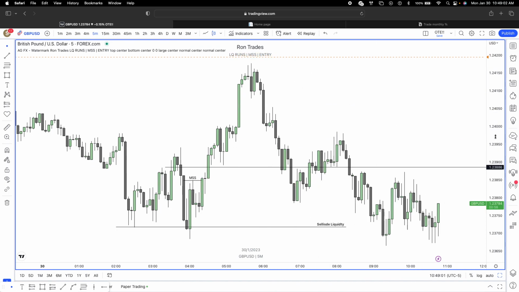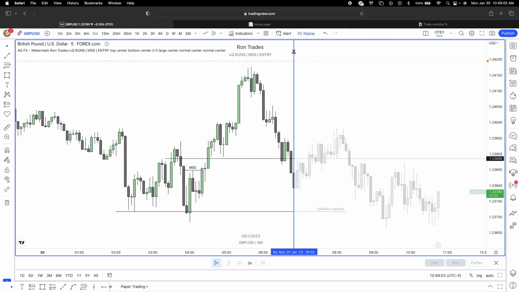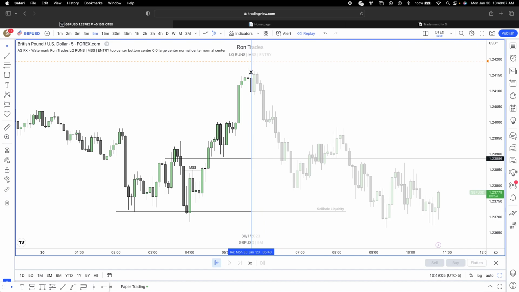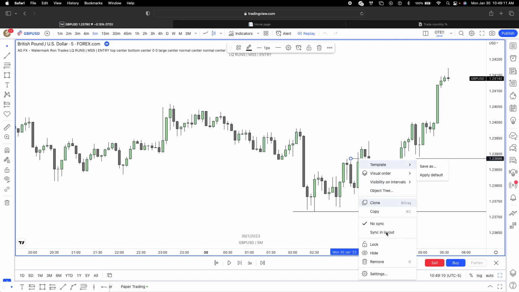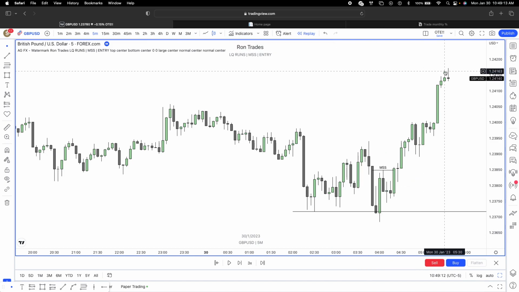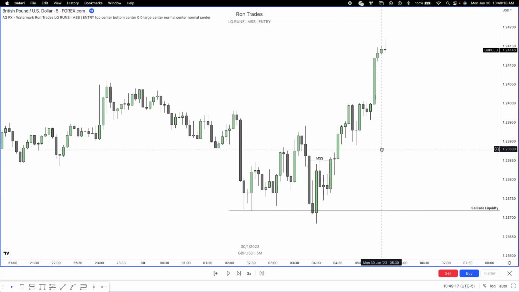I will be using the replay tool, guys, because we are in the New York session, and I want to make it very clear to you what I was looking at. So I'm going to delete this here and let's go over this setup real quick. It's a real simple setup, almost the same as all my videos. Let's get right into it.